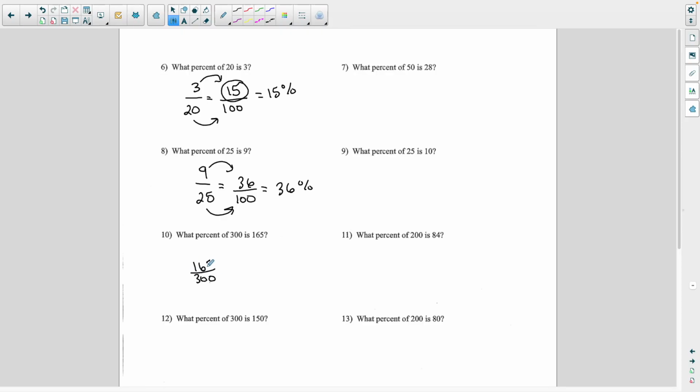What percent of 300 is 165? Now, hopefully this works. We want to make this 300 into 100. Well, to do that, we divide 300 by 3. Can we divide 165 by 3? Let's go over a little bit of a trick, right? 1 plus 6 plus 5, that equals 12. Is 12 divisible by 3? Yes, it is. So we know that we can divide 165 by 3. If you don't know that trick, guys, we'll go over it eventually. So 165 divided by 3, I believe, is 55. And so that means it is 55%.